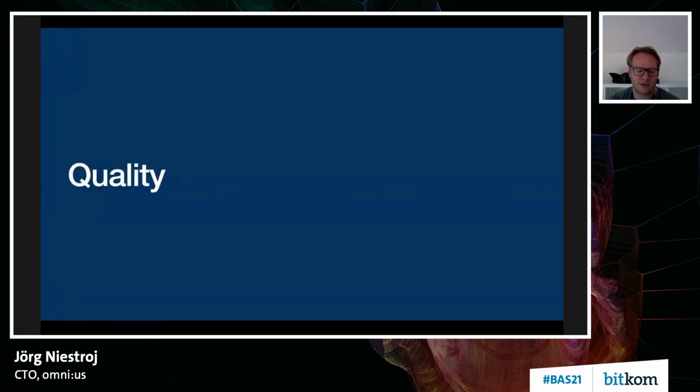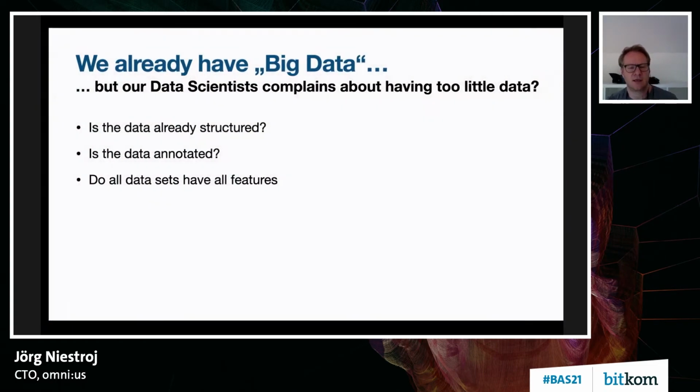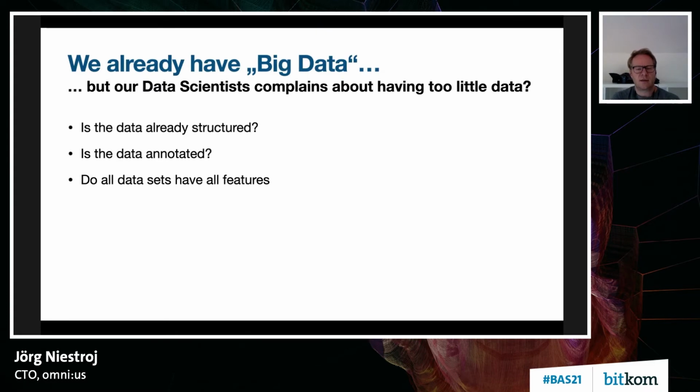And also the quality, the third topic, has to be discussed. Because often the question that I get is, we already have big data, but our data scientist complains about having too little data. What happens there? So if you have a data lake with a lot of data in it, but the data is not structured, or the data is not annotated, or there is a lot of data but with a lot of gaps, and you have to fill those gaps, then it doesn't count that you have a data lake or a data warehouse with that much data if it is not prepared to train a model.